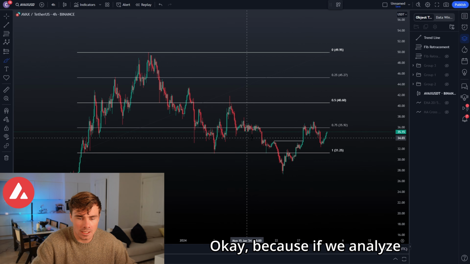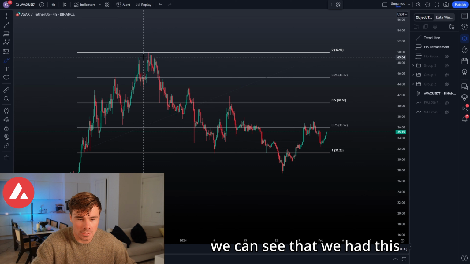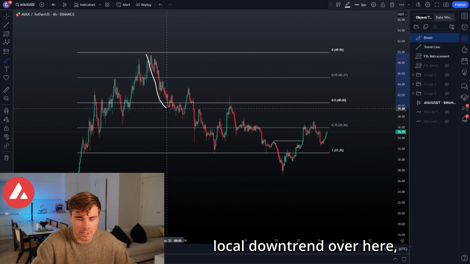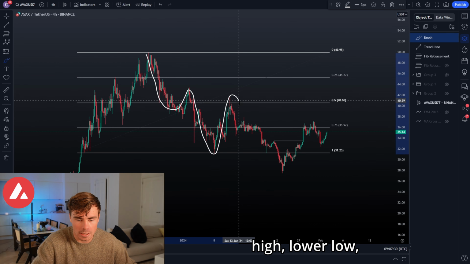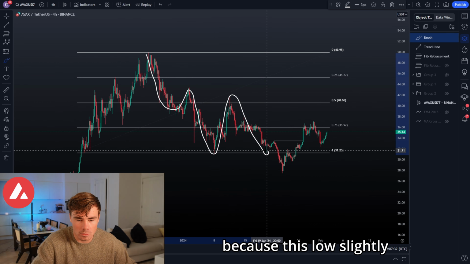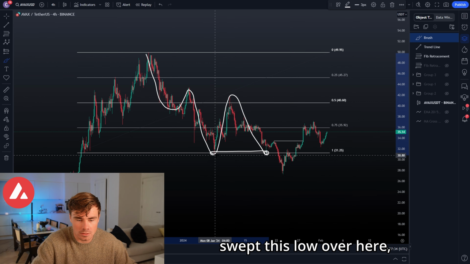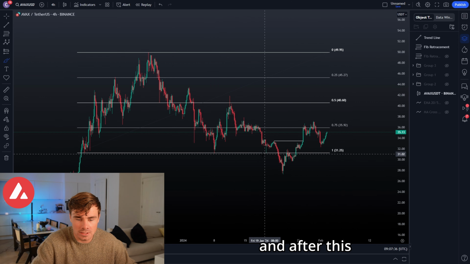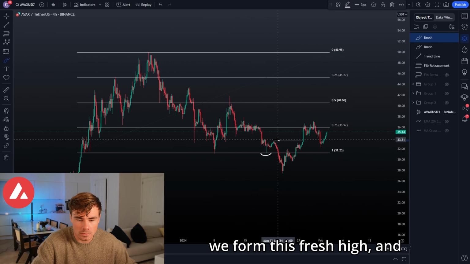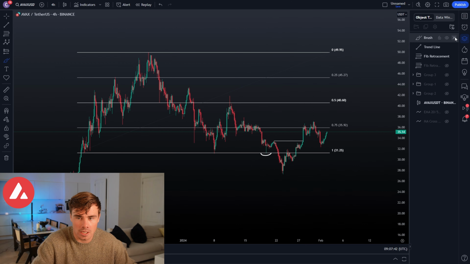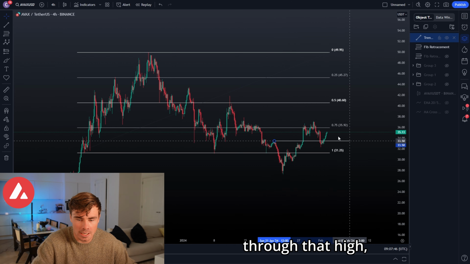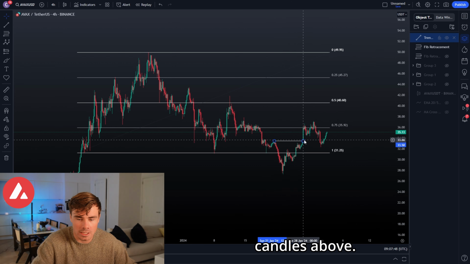Okay, because if we analyze the local downtrend, we can see that we had this local downtrend over here, right? Lower high, lower low, lower high, lower low, because this low slightly swept this low over here. Then after this fresh low over here, we formed this fresh high, and this fresh high brought us to the low of the deviation. Okay, so this was the high to break, and as we can see, we broke through that high and opened and closed multiple candles above.